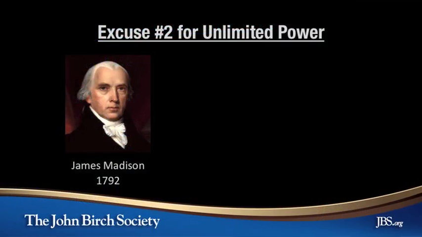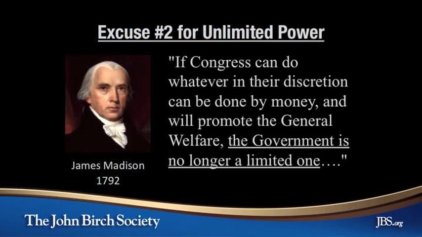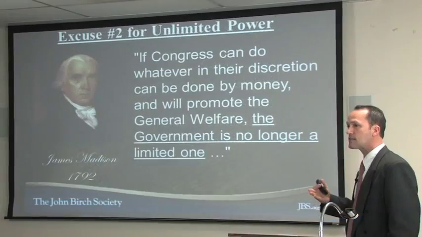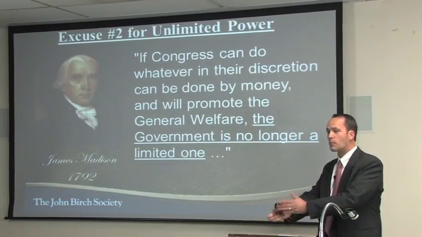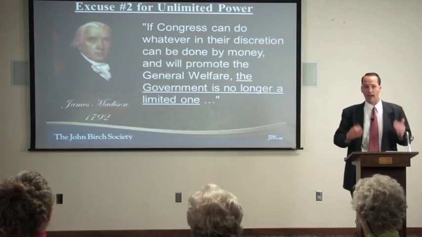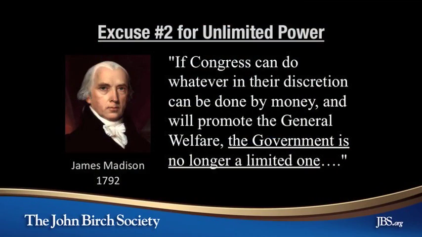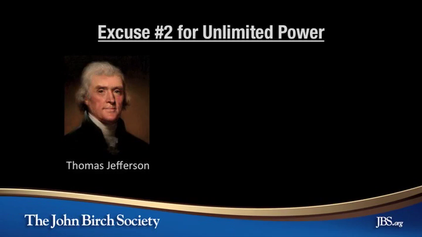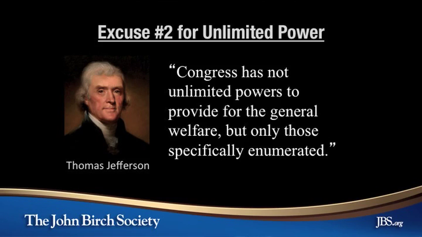We'll demonstrate that. First of all, James Madison, again, declares if Congress can do whatever in their discretion can be done by money and will promote the general welfare, then the government is no longer a limited one. He's using our same test, isn't he? Is this limited government few and defined or boundless fields of power? He's saying if that's the interpretation, we're talking about boundless power. We do not have limited government. And yet that is the popular understanding of that clause today, as wrong as it may be. Thomas Jefferson again points out, Congress has not unlimited powers to provide for the general welfare, but only those specifically enumerated.